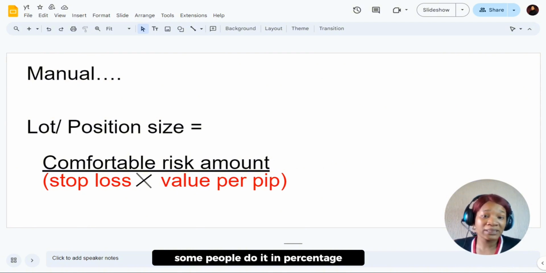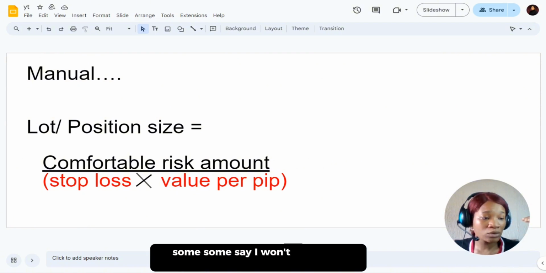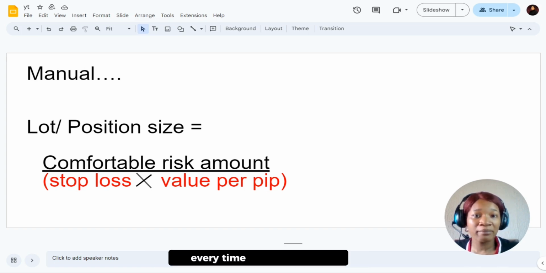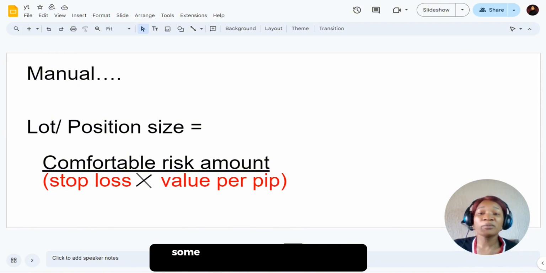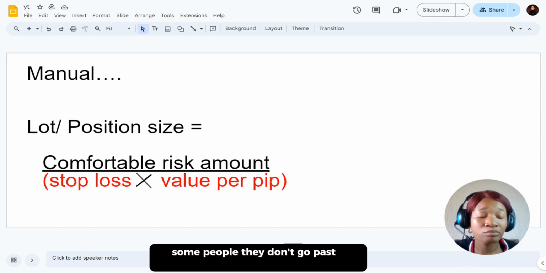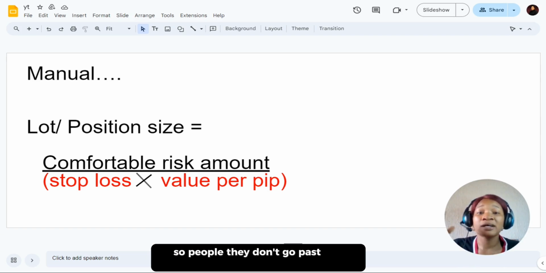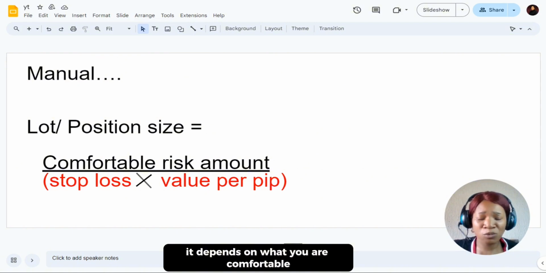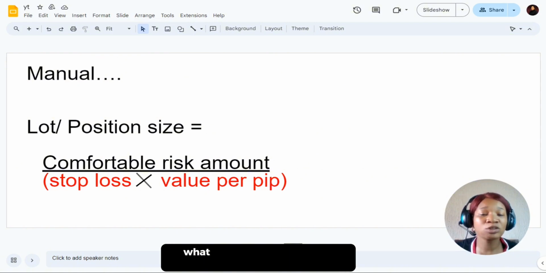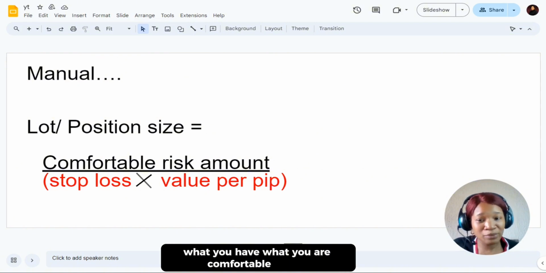Some people do it in percentage. Some say I won't put more than 1% every time I want to trade. So I won't put more than 1% of my equity in a single trade. Some people, they don't go past 3%. Some people, they don't go past 5%. It depends on what you are comfortable with, your risk appetite, what you are comfortable risking.